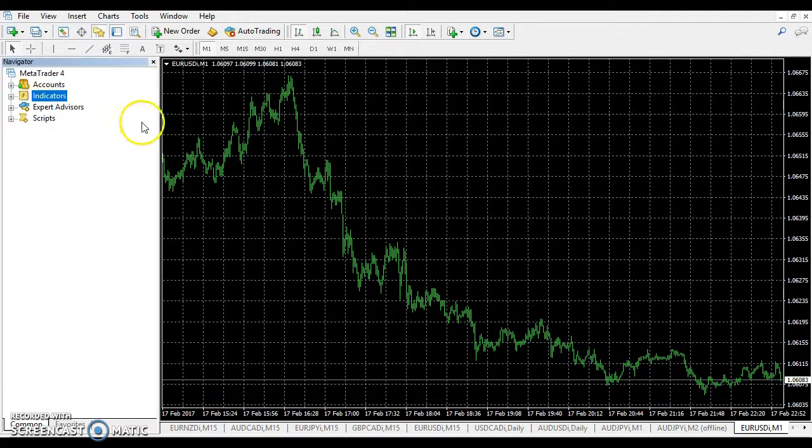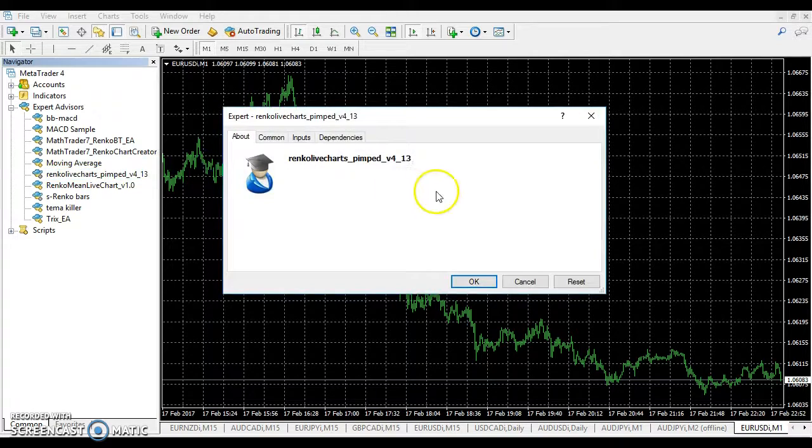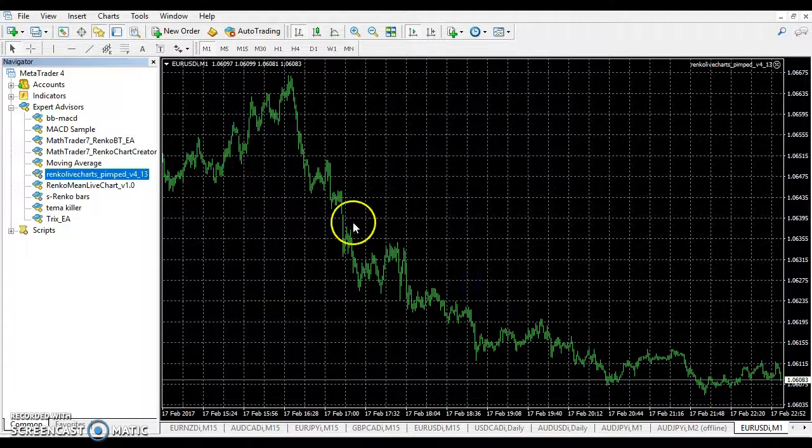expert advisors. That's what you're going to put your live charts pimped to your Renko. Only indicator you're going to put into this expert advisors folder is your live charts Renko pimped. Okay, and it's right there. Drag it, drop it over to your chart.